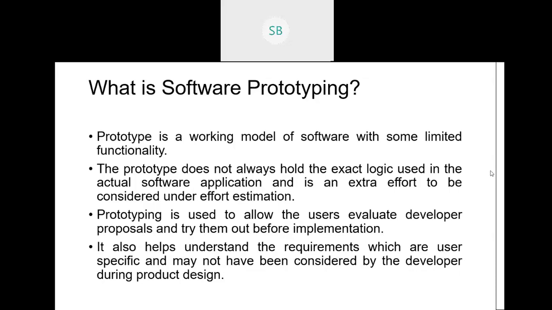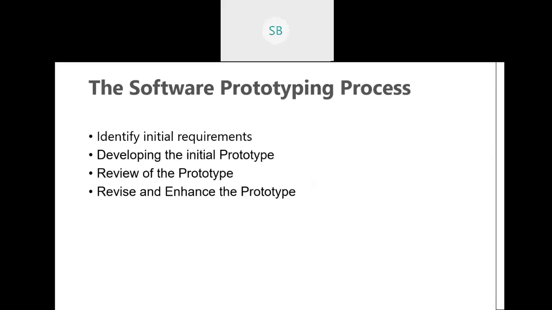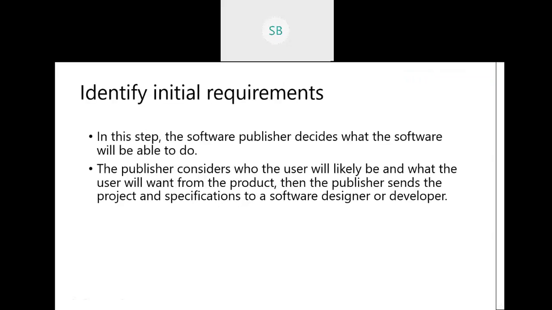Now it also helps us, as I told you in the first point, in understanding the user requirements. There are a few phases in software prototyping. We have studied this prototyping method in SDLC, but there are a few phases. It is basically a process. First we identify the initial requirements. Then there are four stages: developing the initial software prototype, then review of the prototype, and then we revise and enhance the prototype. Now let's check. First is identifying the initial requirements.